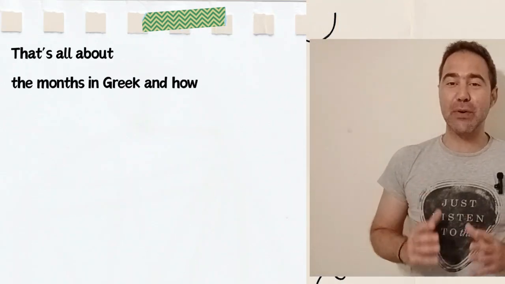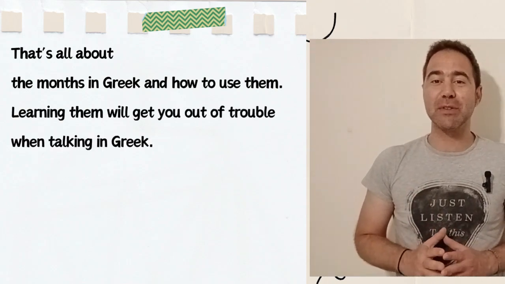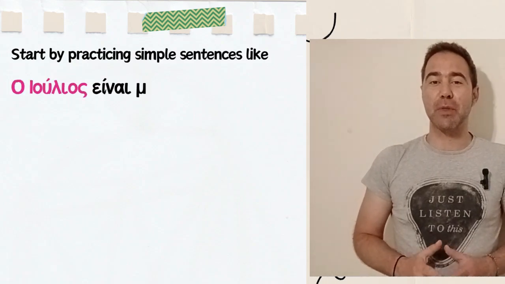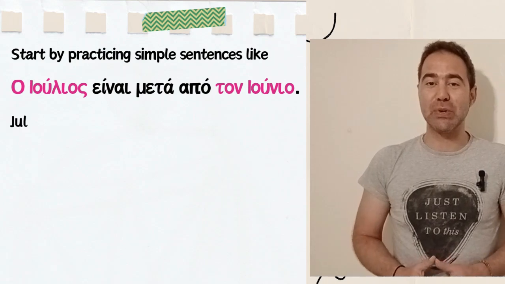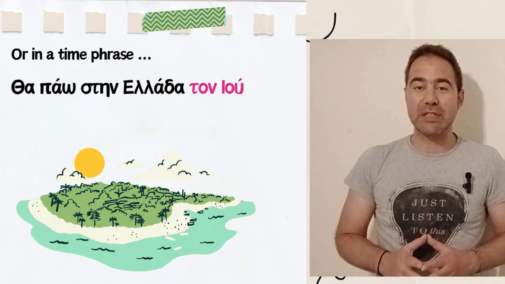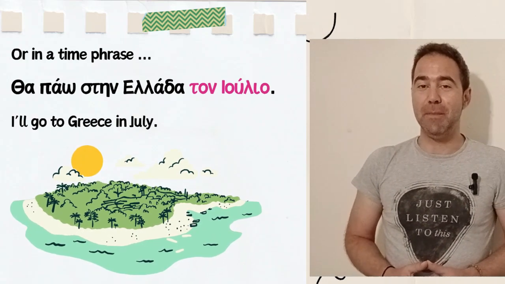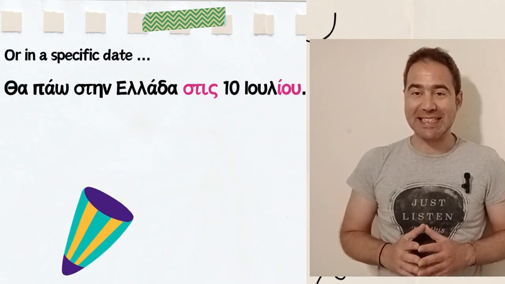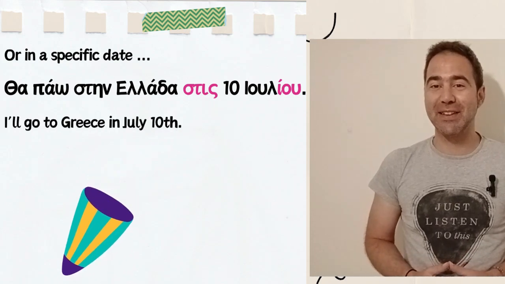That's all about the months in Greek and how to use them. Learning them will get you out of many troubles when talking in Greek. Start by practicing simple sentences like ο Ιούλιος είναι μετά από τον Ιούνιο. July is after June. Or in a time phrase, θα πάω στην Ελλάδα τον Ιούλιο. I'll go to Greece in July. Or in a specific date, θα πάω στην Ελλάδα στις 10 Ιουλίου. I'll go to Greece on July 10th.